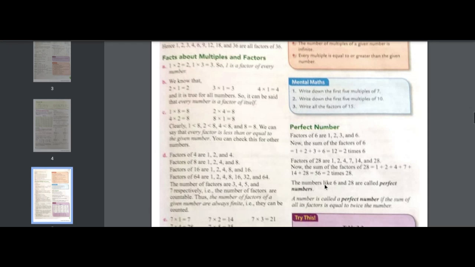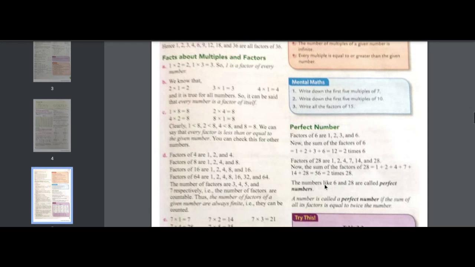If they ask only to write the multiples of a given number, then you have to give all the numbers. If they put a range, meaning first 5, first 10, first 100, then you have to write the table of that number. Write down the first 5 multiples of 10. 10 ones are 10, 10 twos are 20, 10 threes are 30, 10 fours are 40, 10 fives are 50.